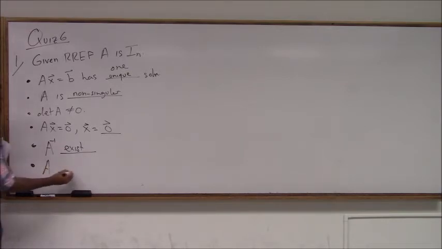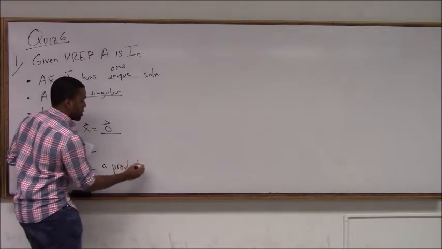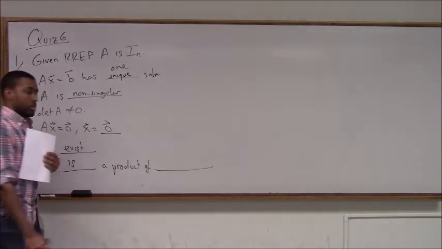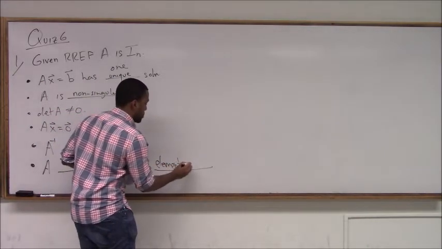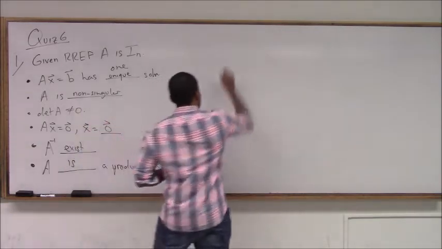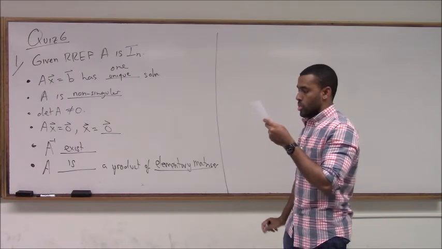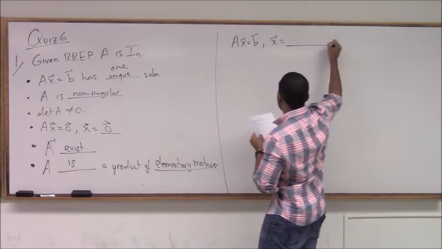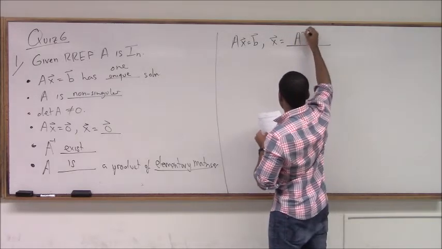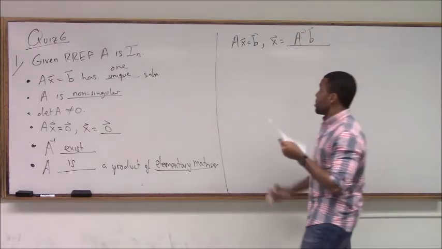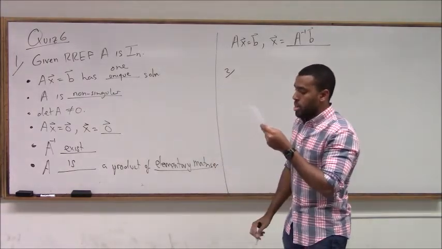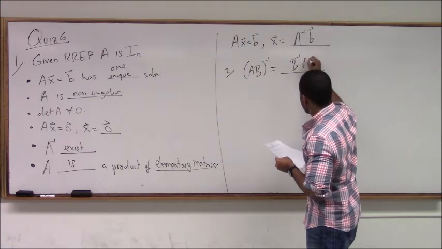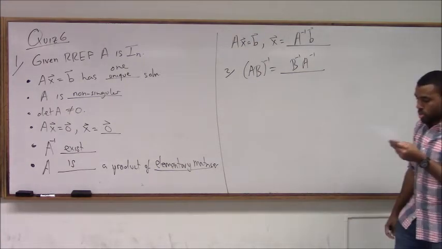A is a product of elementary matrices. There's also one that says if AX equals B, then X is equal to A inverse times B. That was problem one. Problem two. Suppose A and B are invertible, then AB inverse is equal to B inverse A inverse. Each individual one is invertible, so you can invert them and multiply in the opposite order.